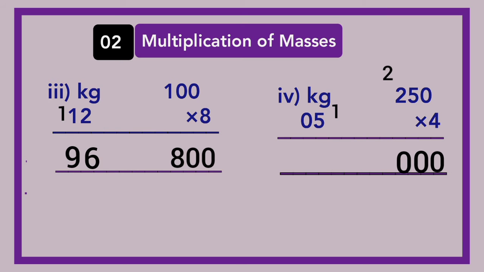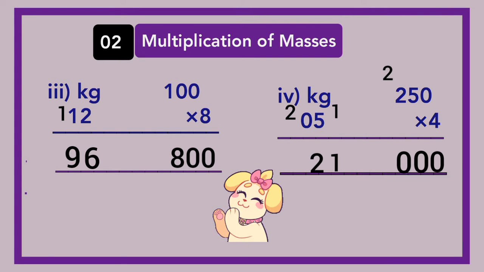And 4 times 5 is 20. 20 plus 1 is 21. So 1 comes down and 2 goes to the 0. So 4 times 0 is 0. 0 plus 2 is 2.